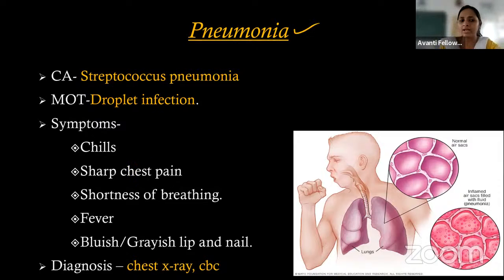It is caused by Streptococcus pneumoniae. How is it transmitted? It is transmitted by droplet infection. For example, if a person has pneumonia and spits anywhere, the sputum of the patient carries this Streptococcus pneumoniae, and by that you get the disease. That is what we call droplet infection, mainly by the sputum of the patient.